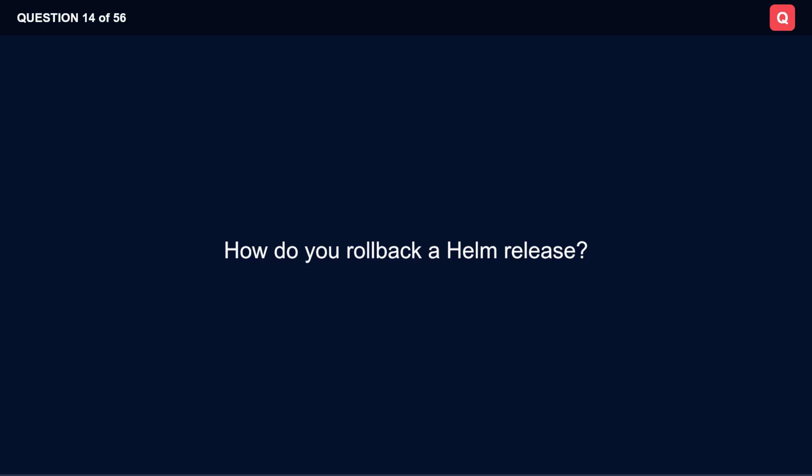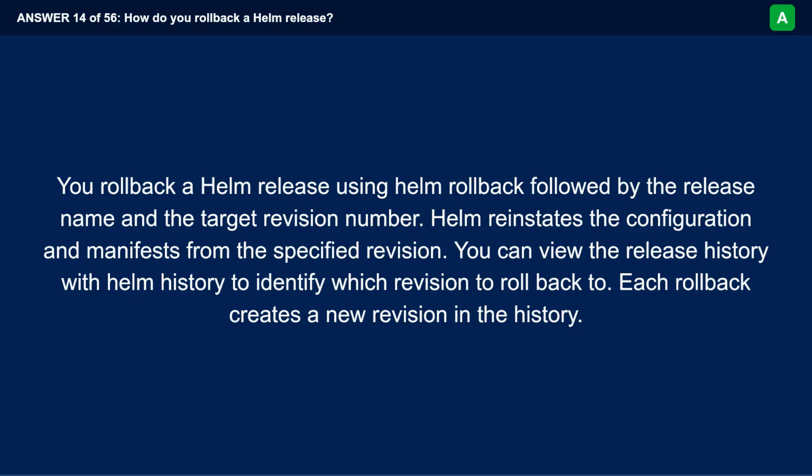How do you roll back a Helm release? You roll back a Helm release using helm rollback, followed by the release name and the target revision number. Helm reinstates the configuration and manifests from the specified revision. You can view the release history with helm history to identify which revision to roll back to. Each rollback creates a new revision in the history.